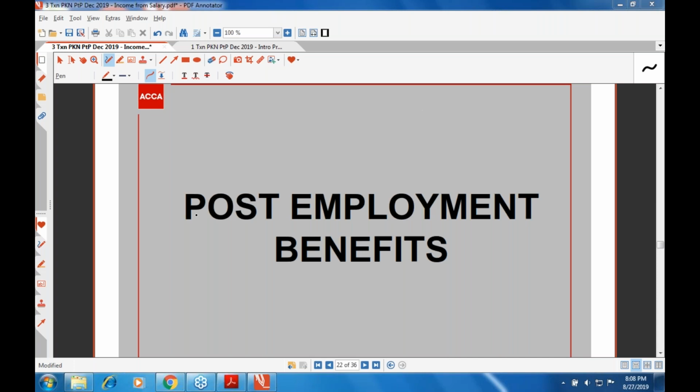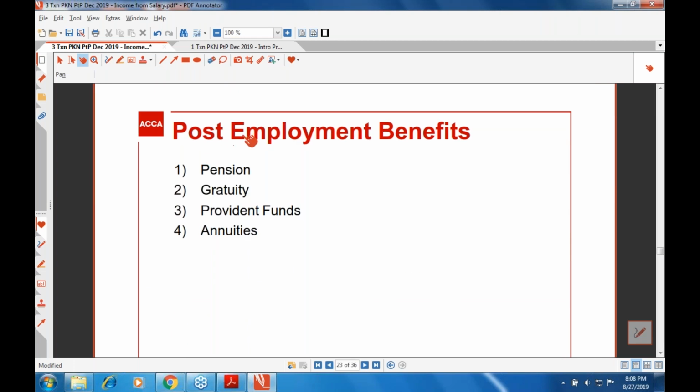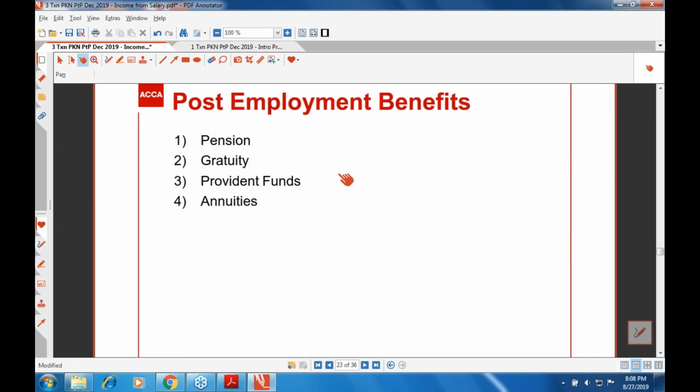Okay, let's move forward. Now, the next thing that we are going to discuss with respect to the salary is the concept of post-employment benefit. Now, what exactly is the post-employment benefit? When we talk about the post-employment benefit, basically the companies have got various schemes of rewarding their employees, and the various types of post-employment benefits that do exist include the pension, gratuity, provident funds, annuities, etc.